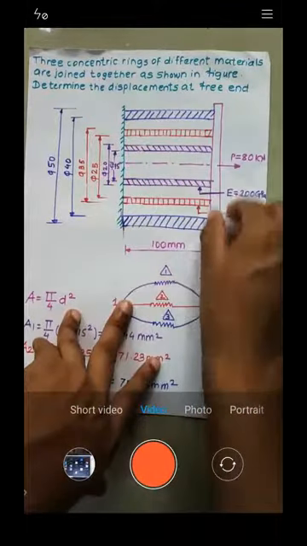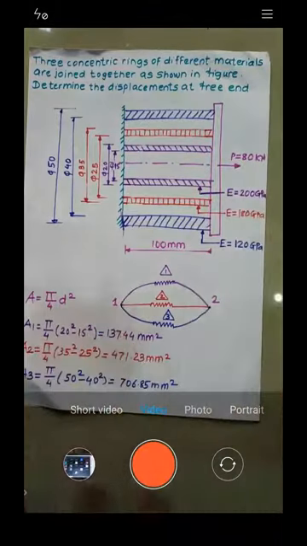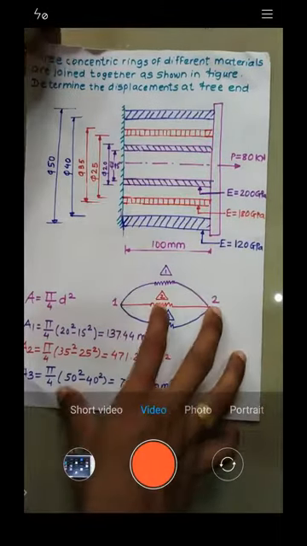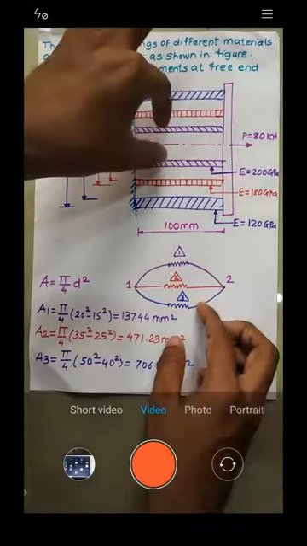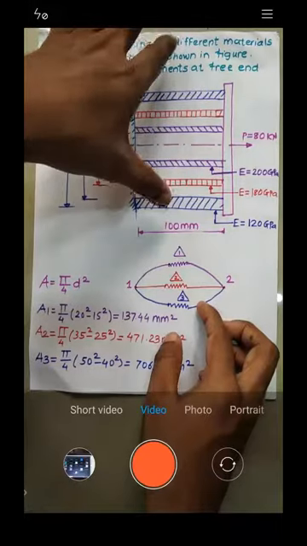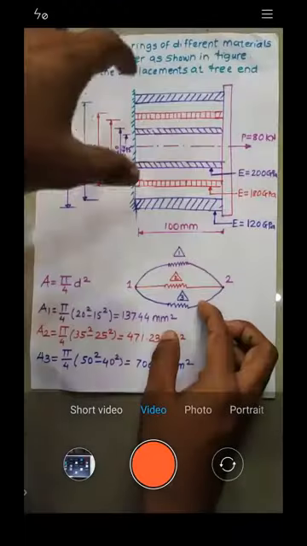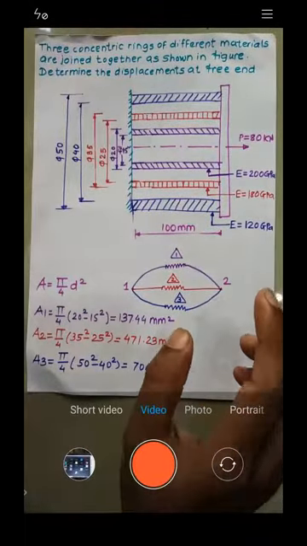At the other end they are connected to a plate where an 80 kilonewton force is applied on the right hand side. So this is the problem given, and they're asking to calculate the displacement. Each ring has a different diameter, which means a different cross section. Each ring also has a different material. So based on these criteria, we are getting three elements.